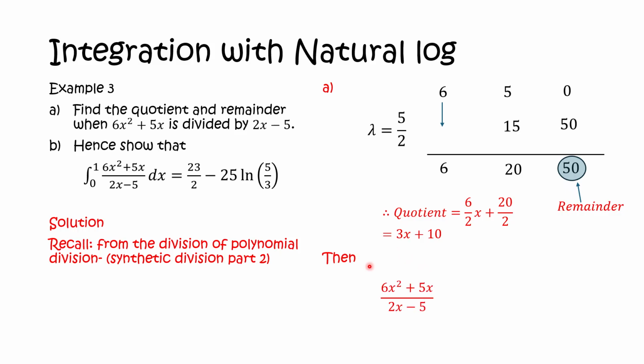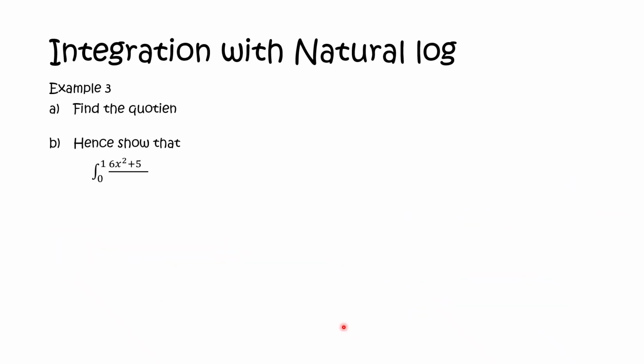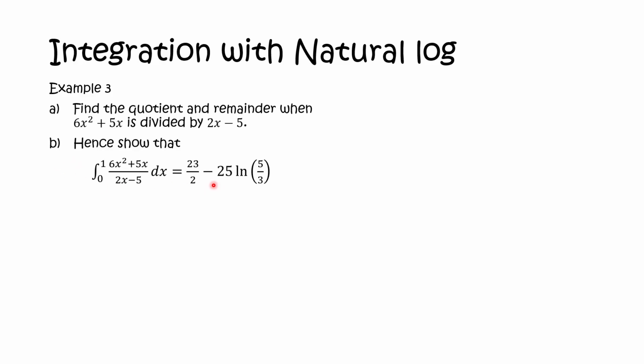Then we are saying 6x squared plus 5x divided by 2x minus 5 is equal to 3x plus 10 plus 50 divided by 2x minus 5. Make sure to check out the polynomials division video once again, so that you recall some of these things and learn new approaches. Great, we are done with question A. Let's move on to question B. So I'll repeat the question once again so that we see what was meant to be done.